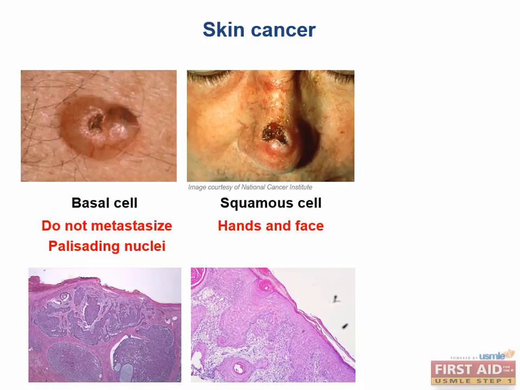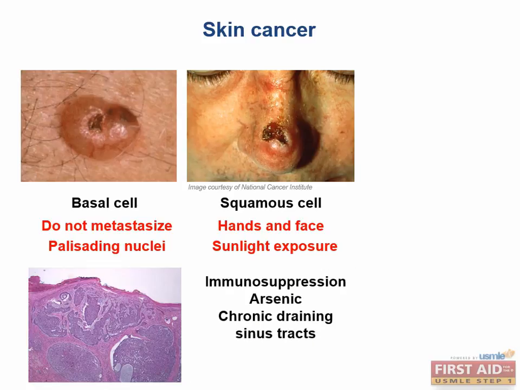There are 3 associations with SCC that you should know. It is associated with sunlight exposure, and commonly appears on the face, lower lip, ears, and hands. It's also associated with immunosuppression, arsenic exposure, and prior chronic draining sinus tracts. What bacterial genus typically causes chronic draining sinus tracts that discharge sulfur granules? That's right, Actinomyces.